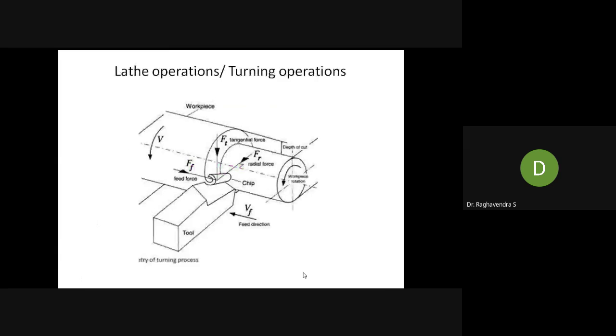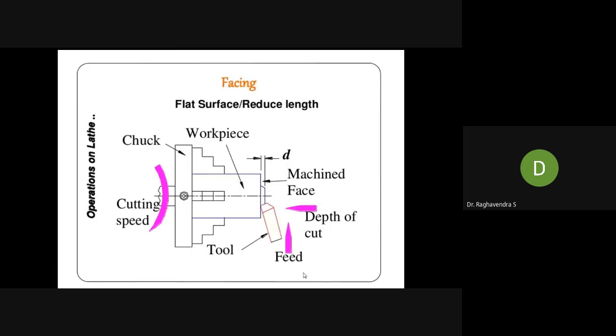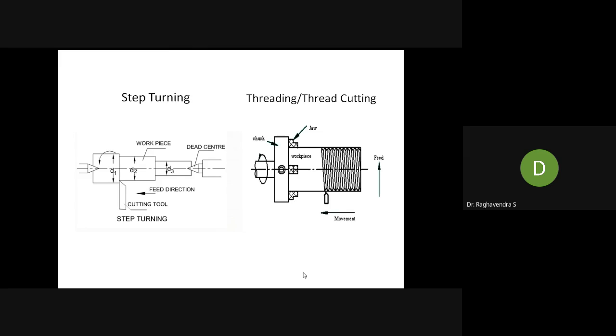This is how the chip forms, coming out of the workpiece when the tool is engaged with it. So this is plain turning, when the tool touches along a straight path. When the tool touches the end of the workpiece, that is called facing operation. So this is about some of the diagrams. Step turning means making steps. Next, thread cutting.